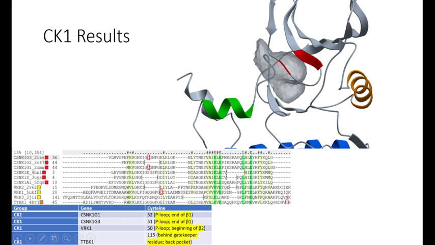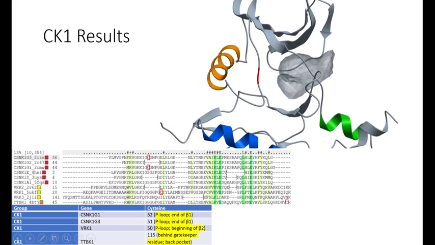3 genes have reactive cysteines within the P-loop region. 2 are located at the end of the first beta sheet, and 1 is at the beginning of the second beta sheet. One reactive cysteine is found in a back pocket behind the gatekeeper residue.